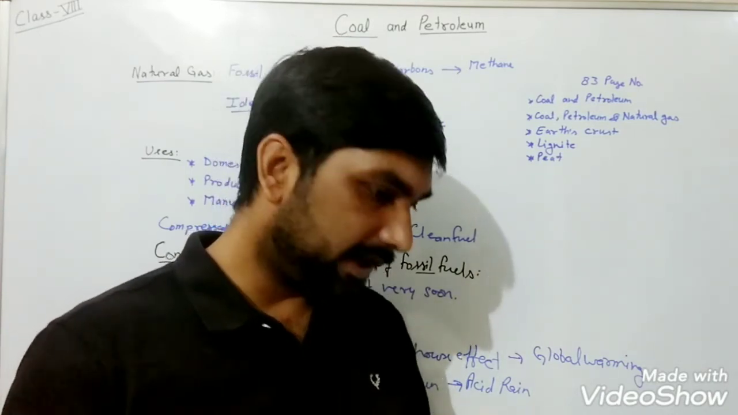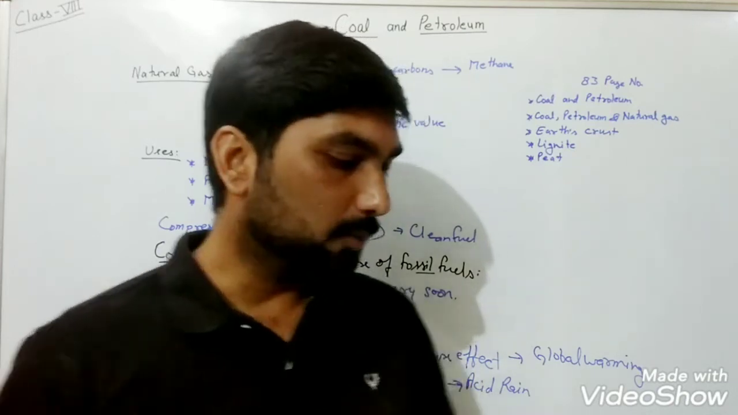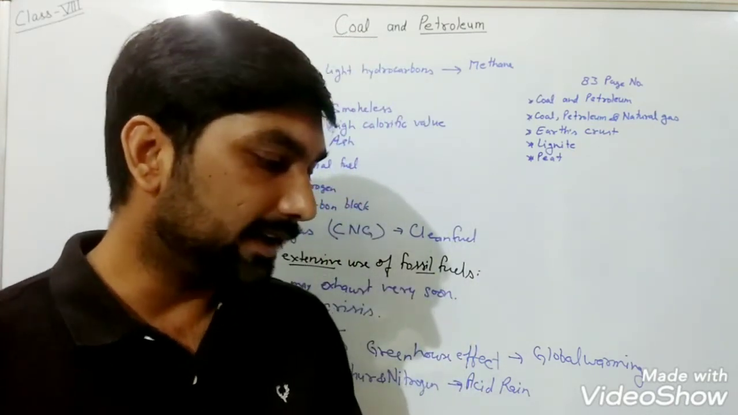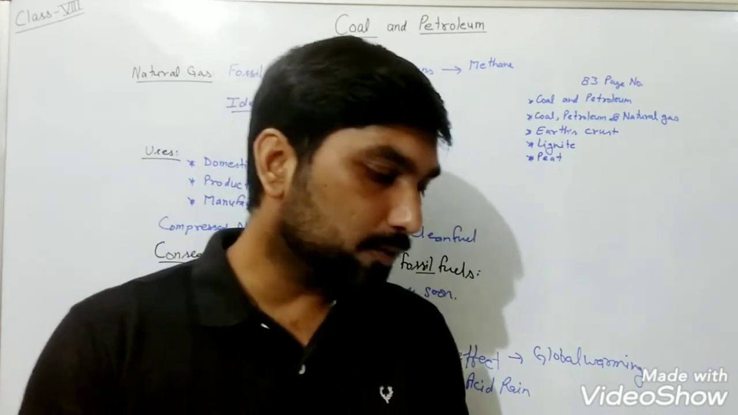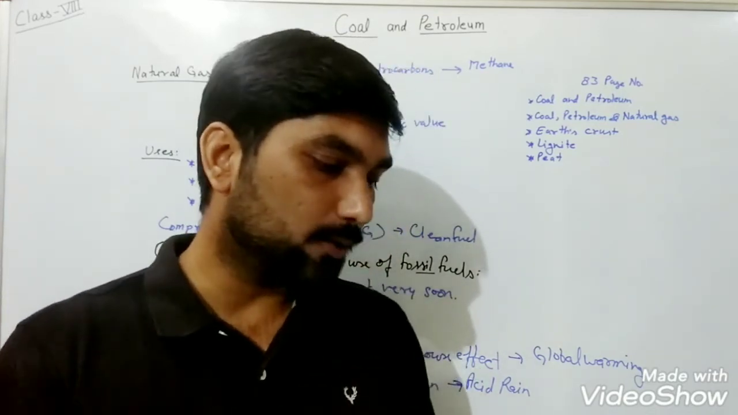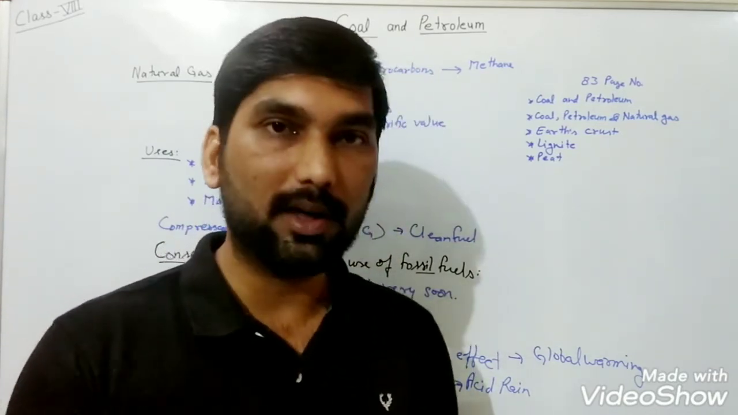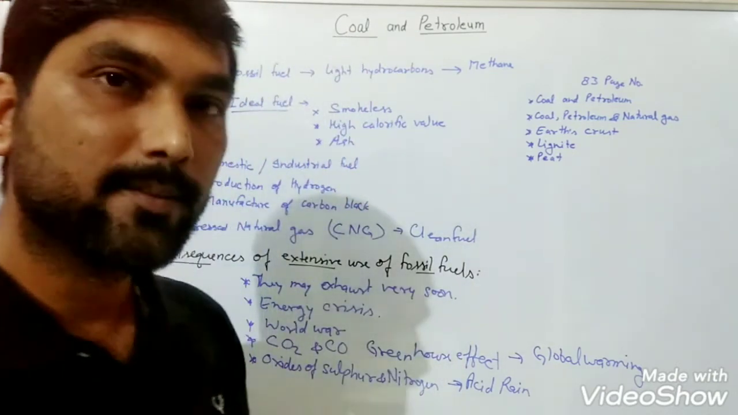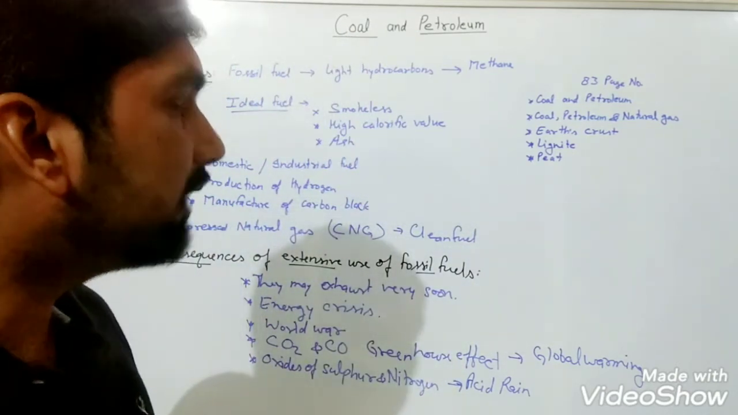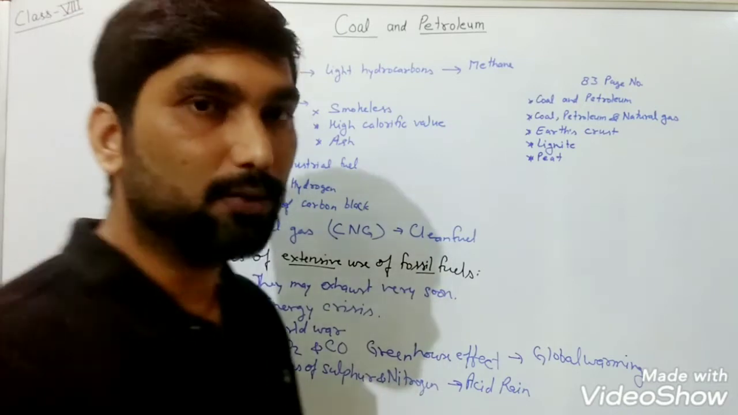Now on page number 86, one more exercise is given there on page number 86. Name the 2 products obtained when coal is heated strongly in the absence of air. When coal is heated in the absence of air, this process is known as what?